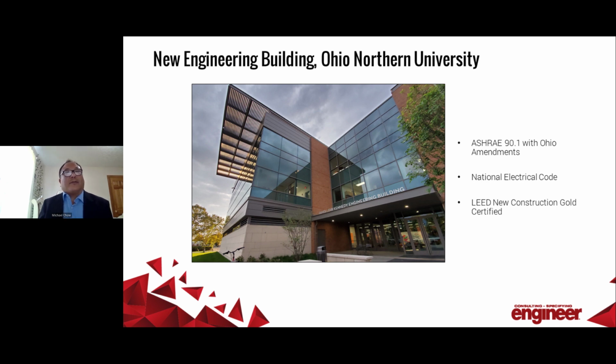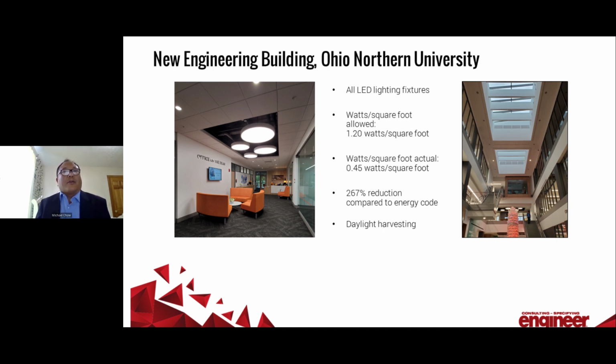So we start again with the energy codes. We went with ASHRAE 90.1 with the Ohio amendments, and the National Electrical Code that was adopted by the state of Ohio. This project was able to get not just LEED certified, but gold certified. So how did we accomplish this? We worked with the architect, and we also worked very closely with the owner of the university, and he wanted this building to make a statement about engineering.